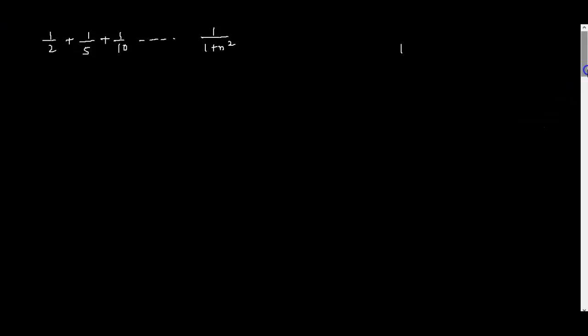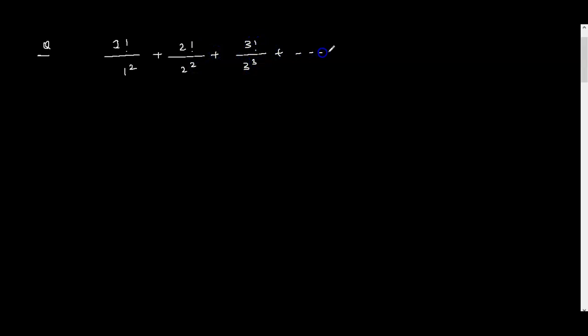See here, this one how you do it. Tell me which method you apply here. The series given here is 1 factorial divided by 1 square plus 2 factorial divided by 2 square plus 3 factorial divided by 3 cubed, and so on. Tell me the nth term.